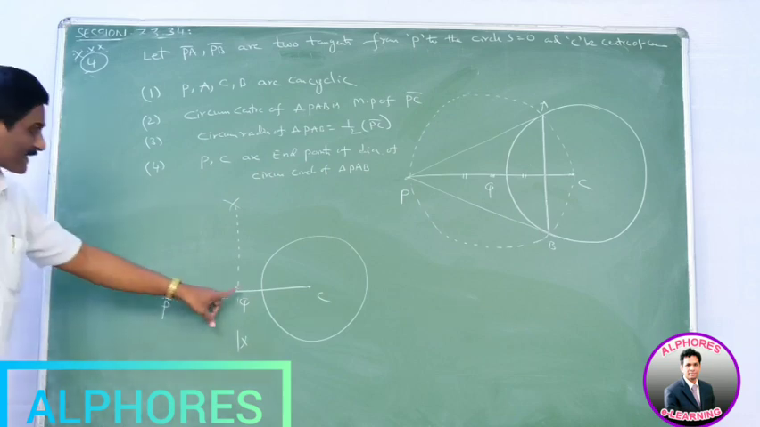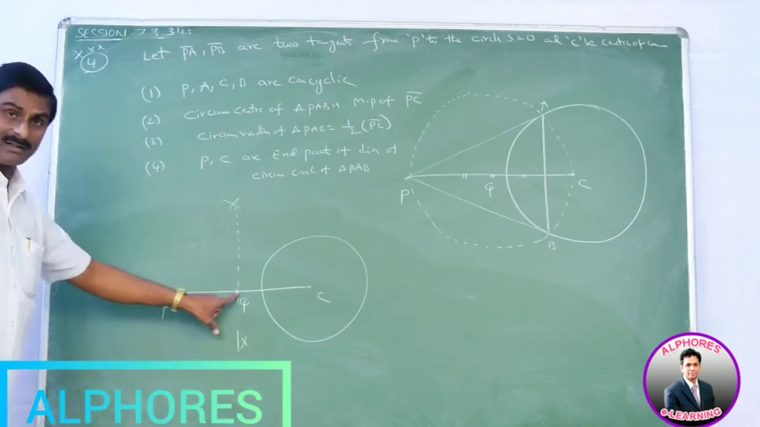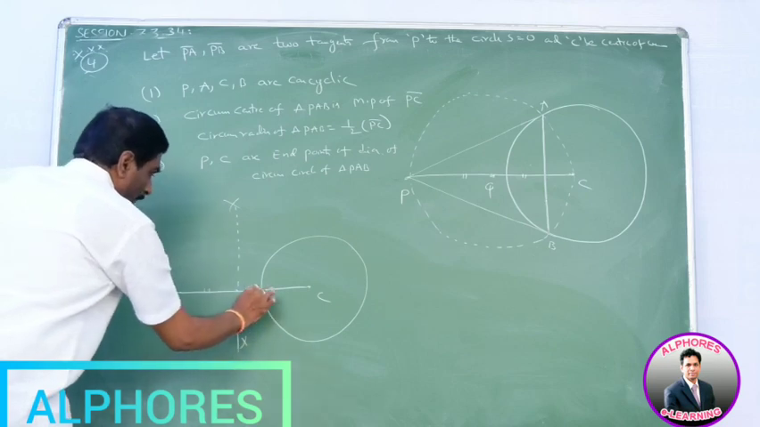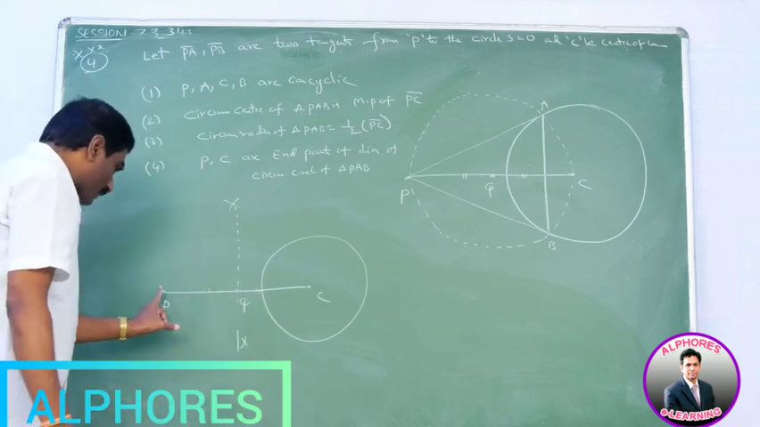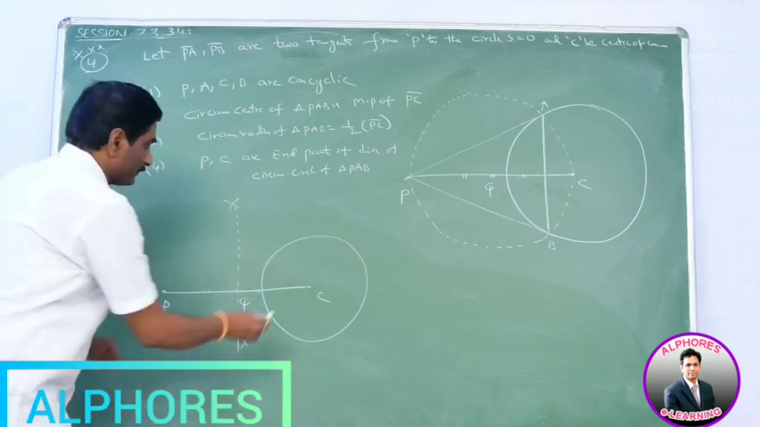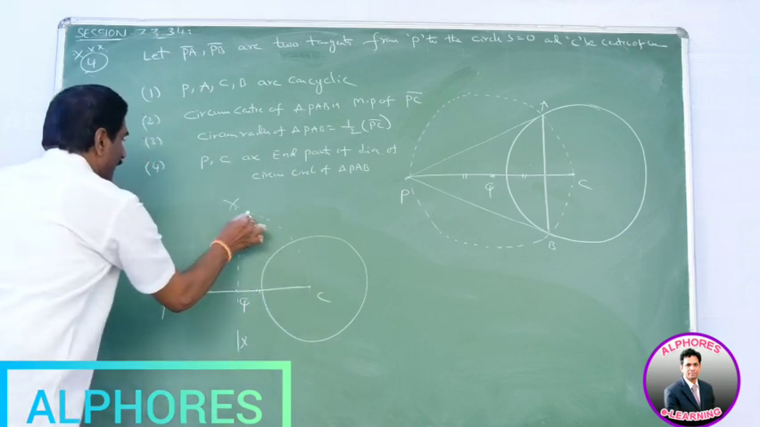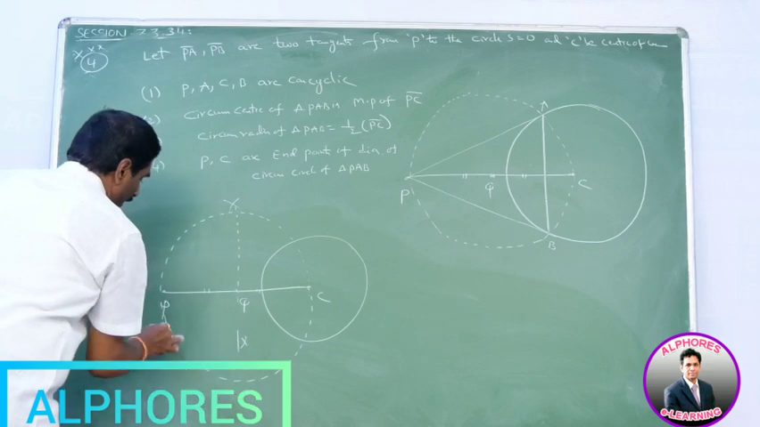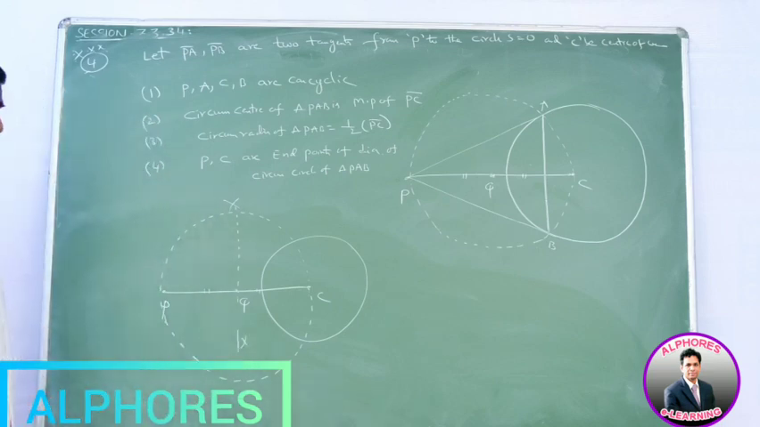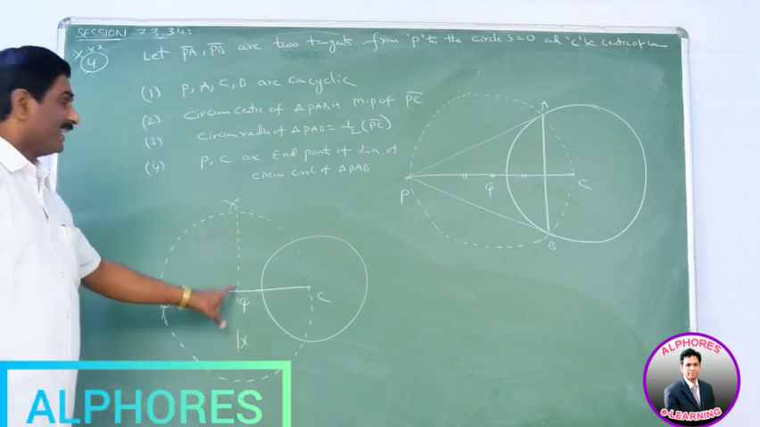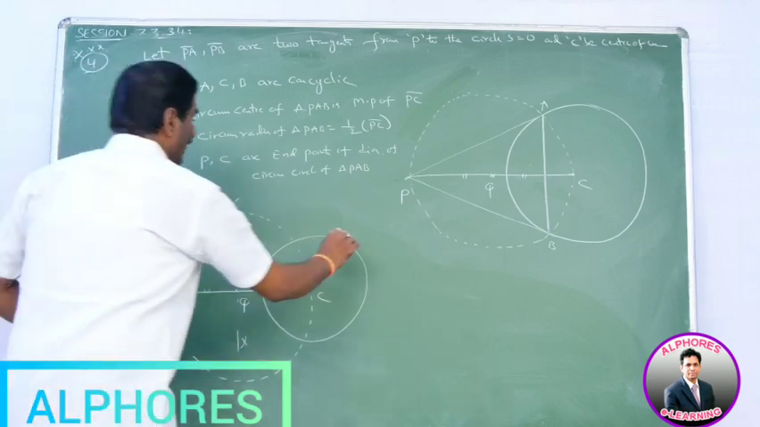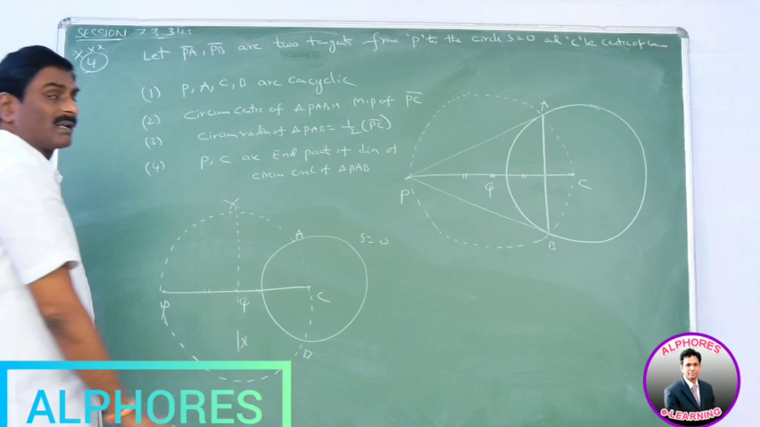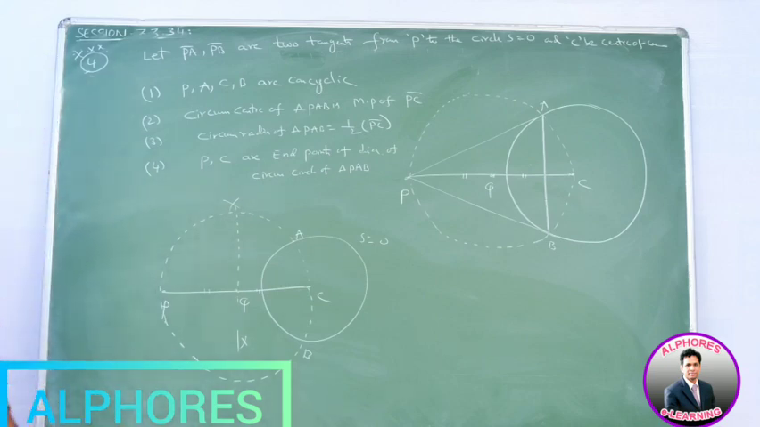By taking Q as the center and PQ as the radius, draw a circle. This Q is the midpoint of PC. That means the circle passing through P also passes through the center. So PC is the diameter of the circle. We can draw the circle with Q as the center and PQ as the radius. This circle cuts the given circle S is equal to 0 at A, B. These two points are nothing but the points of contact of the tangents.